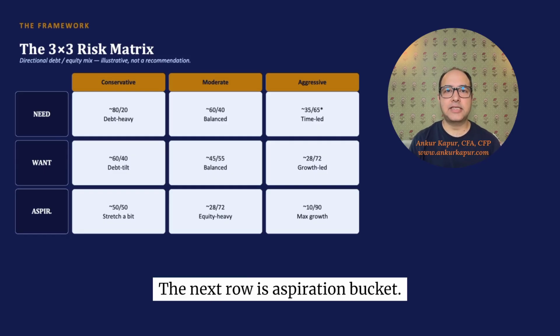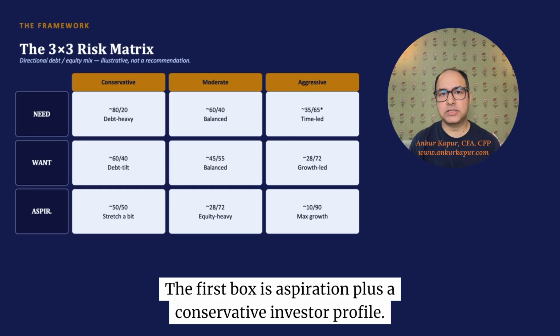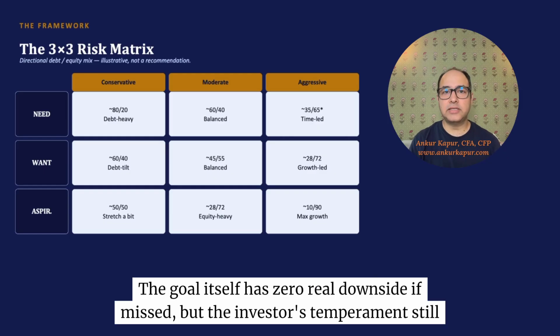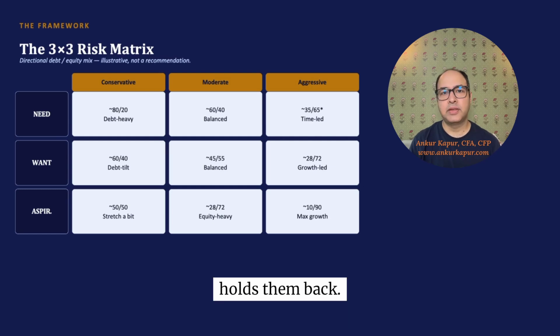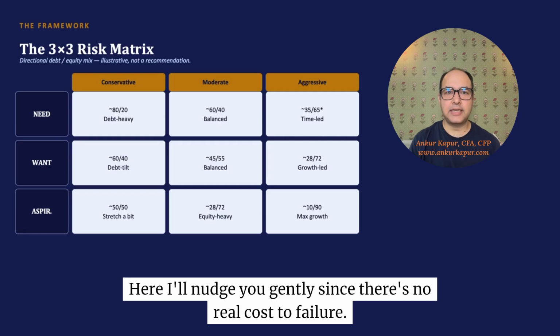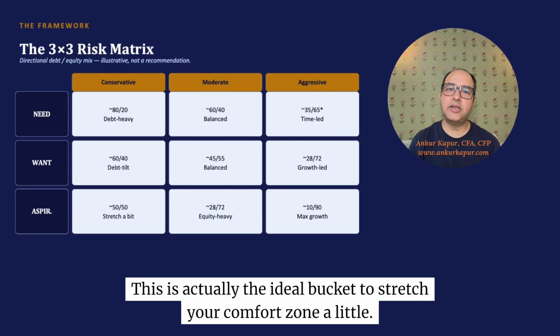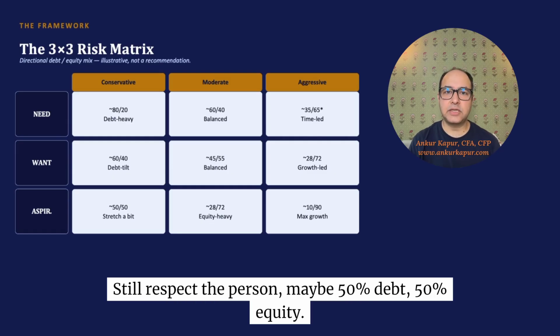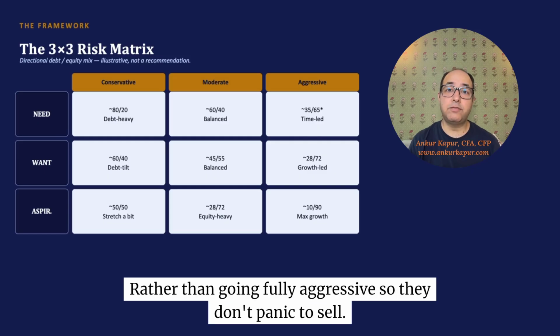The next row is the aspiration bucket. The first box is aspiration plus a conservative investor profile. The goal itself has zero real downside if missed, but the investor's temperament still holds them back. Here, I'll nudge you gently. Since there's no real cost to failure, this is actually the ideal bucket to stretch your comfort zone a little. Still respect the person, maybe 50% debt, 50% equity, rather than going fully aggressive so they don't panic and sell.